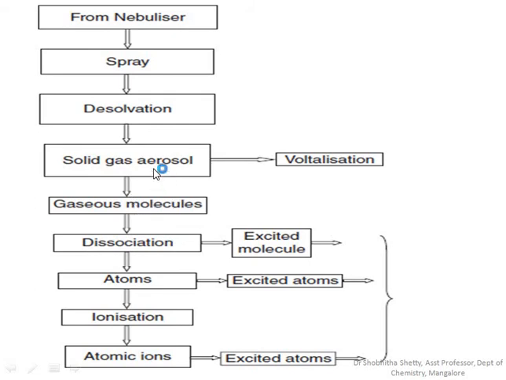Atomic form is formed. So here also volatilization occurs, and finally the molecules formed dissociate to atoms and ionization takes place, and these atomic ions will go to excited state. There is a possibility that the atomic ions, as well as the dissociated ions or molecules, as well as the atoms, may go to excited state. After they reach the higher energy level, they will return back to the ground state with the emission of excess amount of energy.